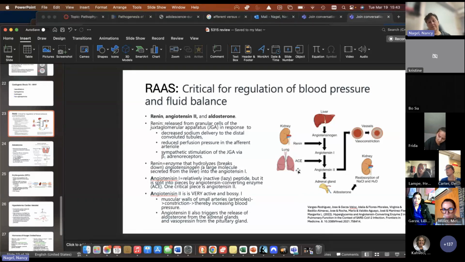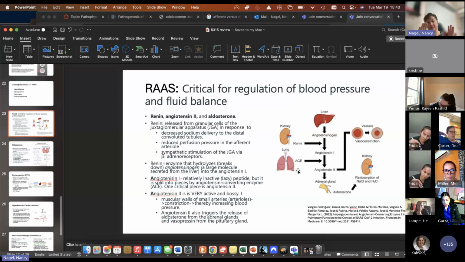Or there's a sympathetic stimulation, fight or flight. We need a better blood pressure for whatever the reason. Our body has signaled us that we need a better blood pressure. So the kidneys release renin. Renin is a kind of little lazy molecule. The only thing it does is it takes angiotensinogen and it cleaves it.